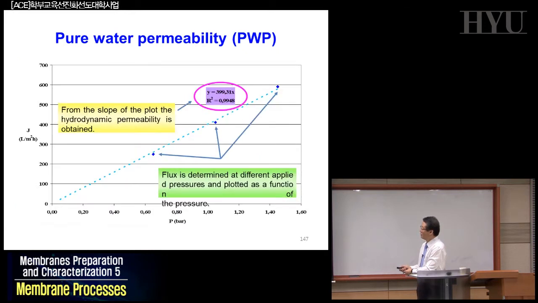If you plot the flux, the amount of liquid that is coming through your membrane with a given membrane area and a given time, which is defined as J, as a function of pressure at different pressure points, then the slope will be LP, or pure water permeability, as we defined in our previous equation.